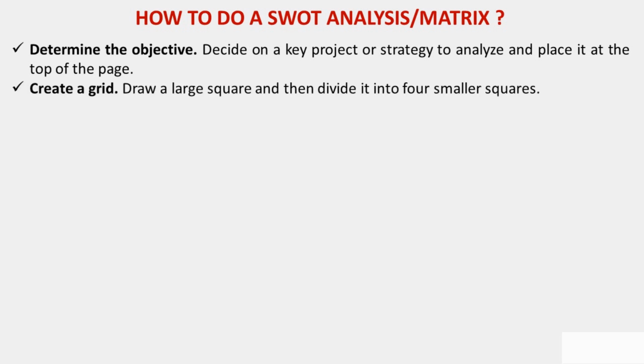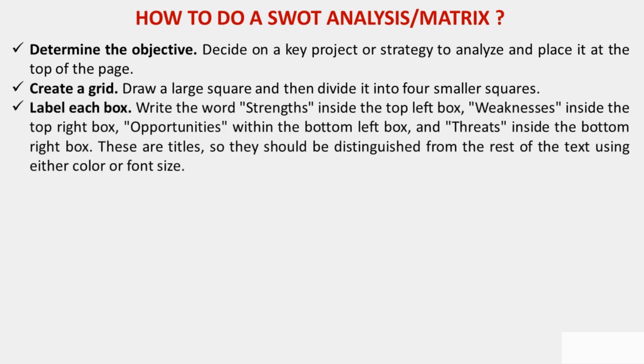Then finally create a grid where you draw a large square, then divide it into 4 smaller squares. Okay, that's how the matrix is made. So that's important to understand. Now you have to label each of the boxes. How will you label it? By the names of strengths, weaknesses, opportunities and threats.